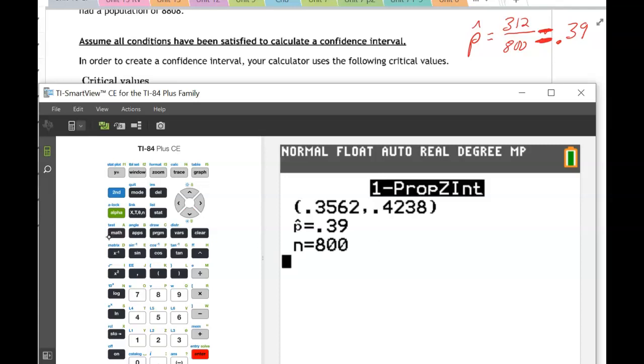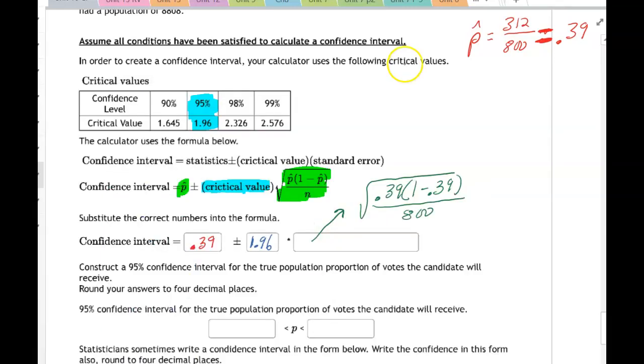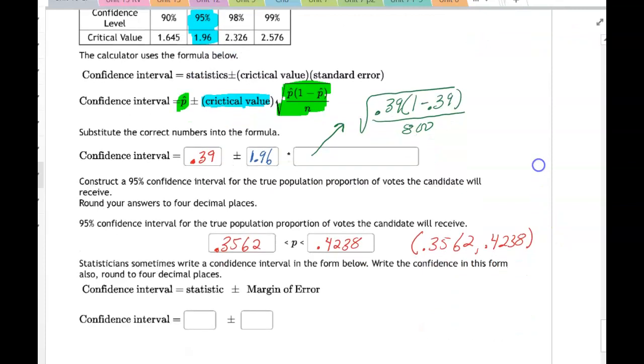And then this is our confidence interval. It shows us our p hat and our sample size. So the confidence interval is 0.3562 and 0.4238. Now the calculator writes it this way in parentheses as an interval. So this means we're 95% confident the true proportion of voters that will vote for this candidate is around or between 35.6% and 42.4% roughly.